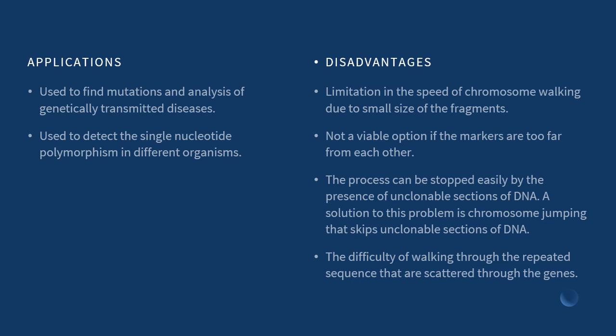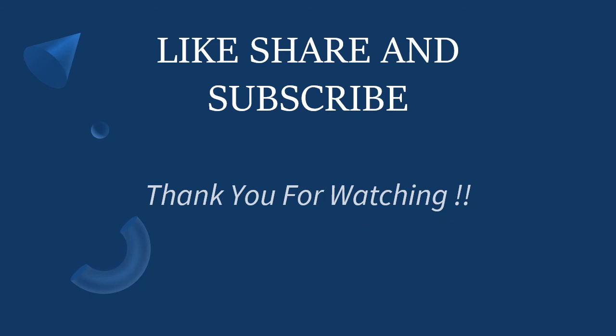So these are the applications of chromosome walking: it is used to find mutations and in the analysis of genetically transmitted diseases, and it is used to detect single nucleotide polymorphism in different organisms. This means a single nucleotide, such as adenine, thymine, cytosine or guanine, in the genome that differs between the members of the species. That is SNP, single nucleotide polymorphism. So that is the application. We have completed chromosome walking here.